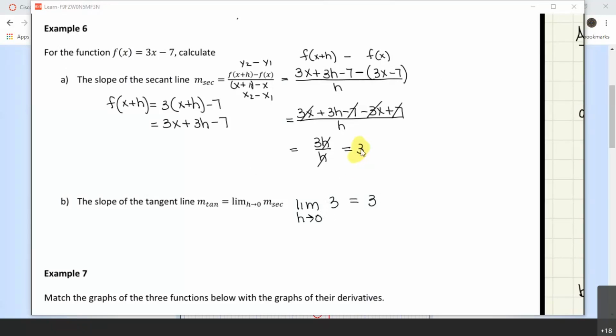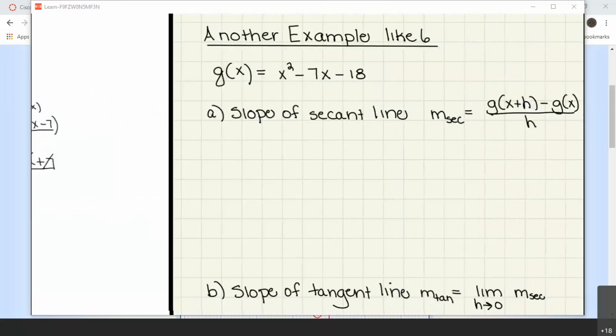I can hear a lot of folks saying, wait a minute, why is she taking the limit as h approaches 0 when there's no h's in the expression? Because that's the definition of the derivative. If there's no h's in the expression, we're good to go. We got a constant slope. The limit is still that same constant. Let's do one that's a little more interesting.